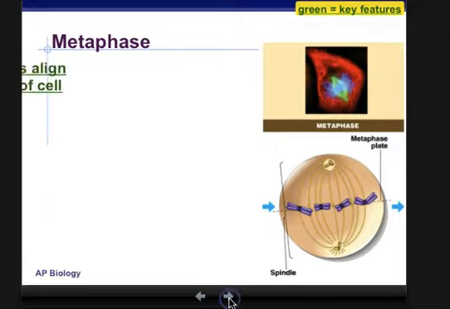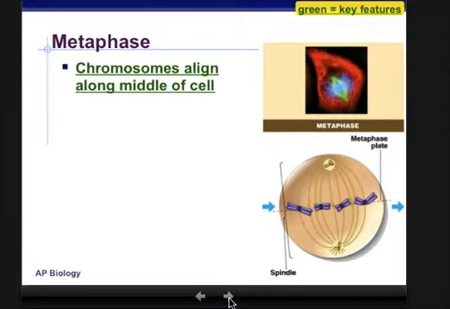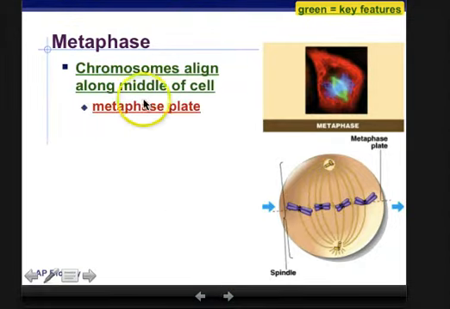Metaphase, chromosomes lining up along the middle of the cell. Why? Because they're organizing themselves in preparation for division. Right, so they're along this imaginary metaphase plate. There's no real plate sitting there. It's just the middle of the cell, like the equator of the cell. Meta means middle.